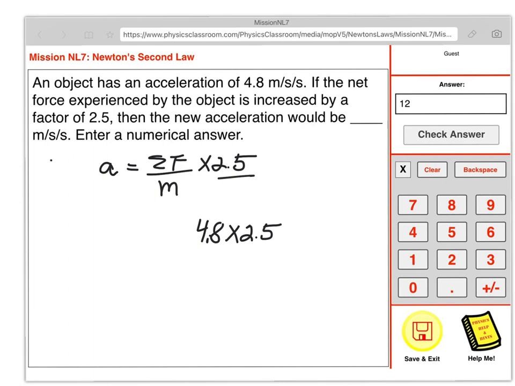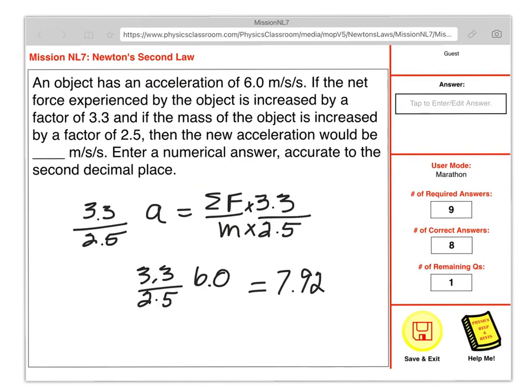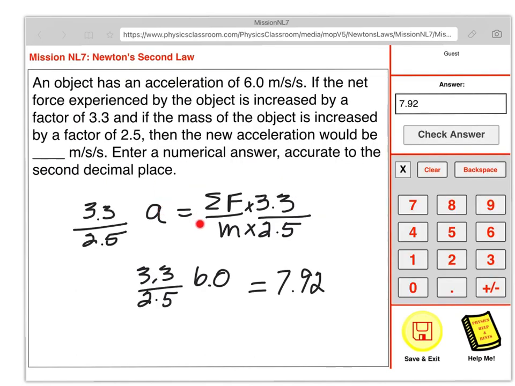So if the force increases by 2.5, then the acceleration has to increase by 2.5. So we get 12. Okay, so now you have to be a little more careful. So acceleration is equal to the force over the mass. If this increases by 3.3 and this increases by 2.5, then we have to do the same to the acceleration, and we get 7.92.